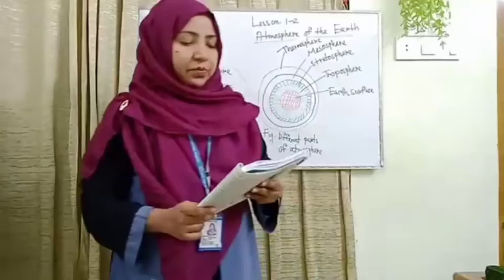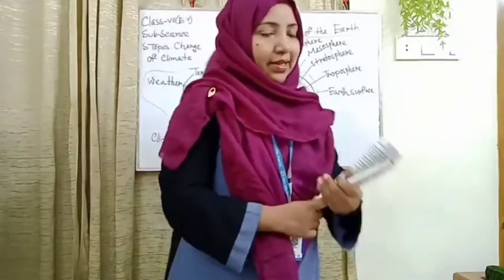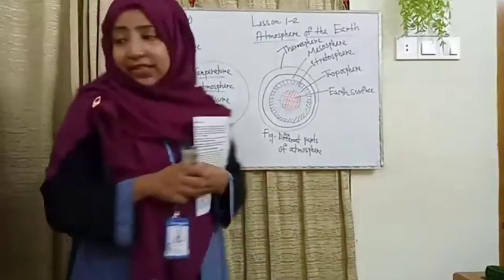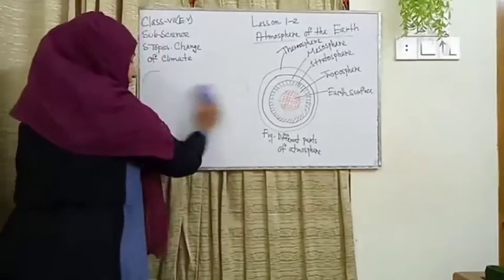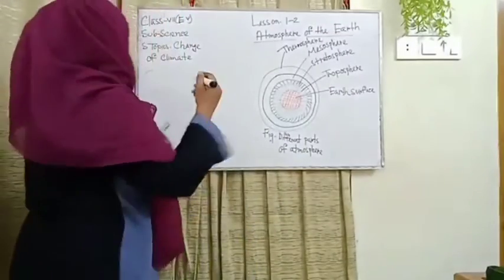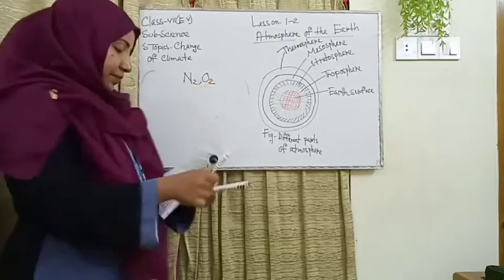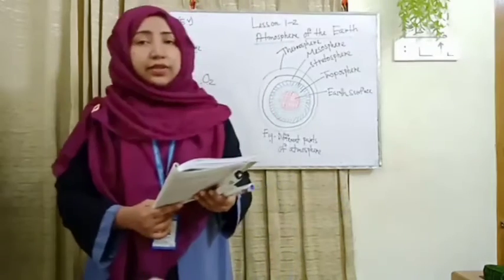You know that the atmosphere is mainly composed of nitrogen and oxygen. I will write this: first is nitrogen and another is oxygen. It is the main atmospheric structure. I have drawn this structure. Besides, there are moisture, dust particles, argon, carbon dioxide, and some more gases.